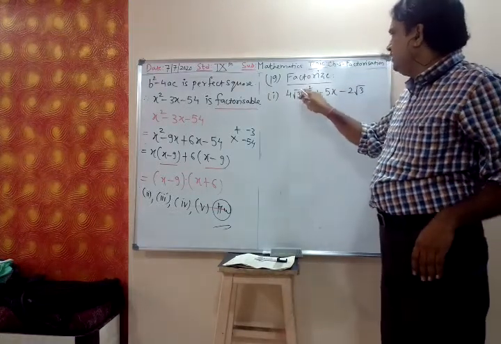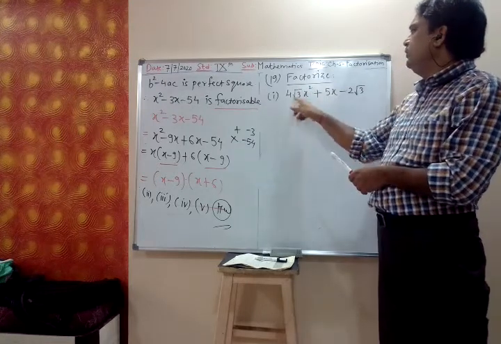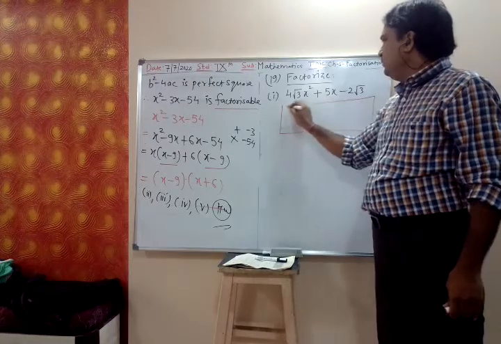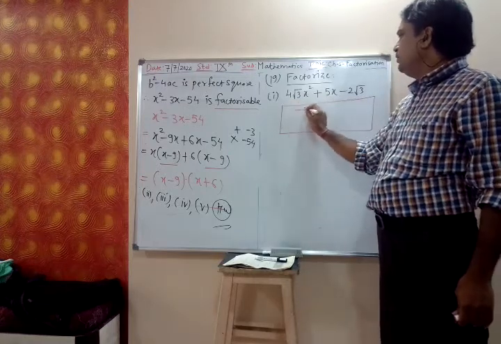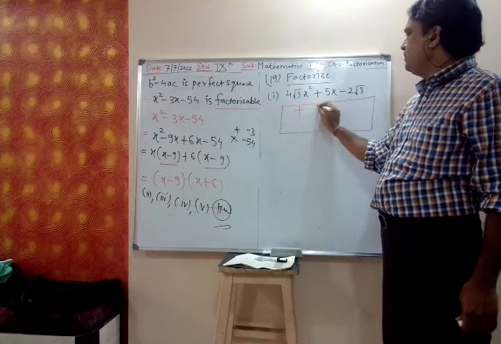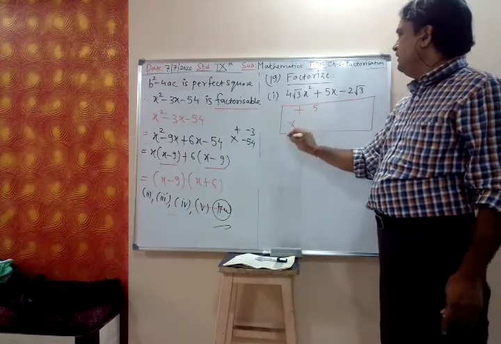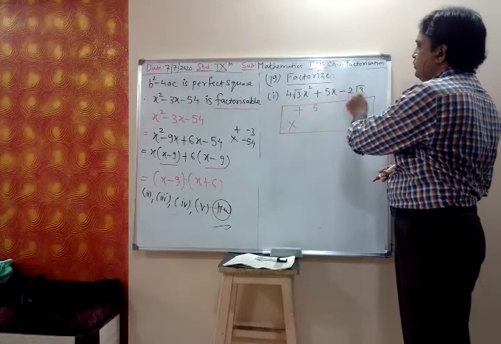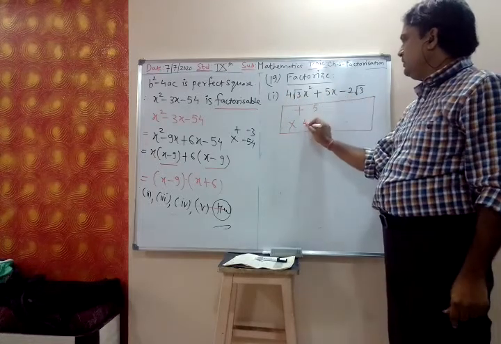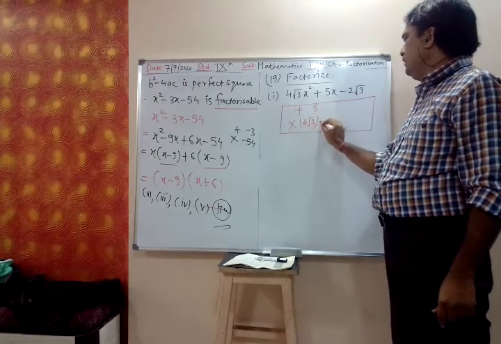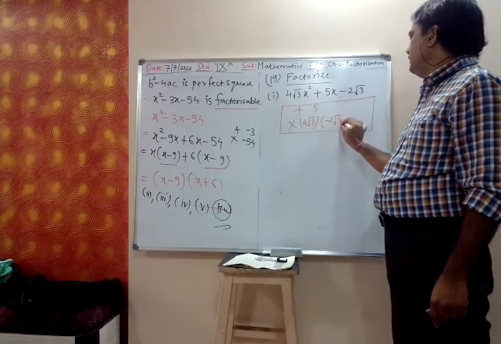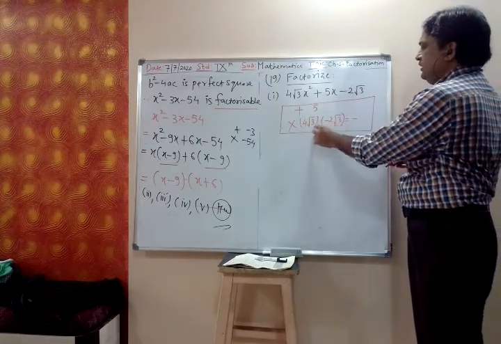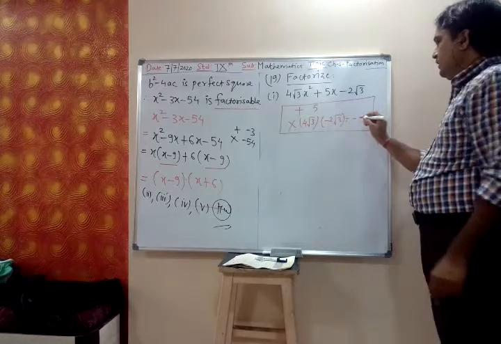X square is outside the root. X square is multiplied with 4 root 3. So what is our working method? Find two numbers whose sum is plus 5 and multiplication is, what is multiplication? 4 root 3 into minus 2 root 3. So multiplication is minus, 4 into 2, 8, root 3 into root 3 is 3.